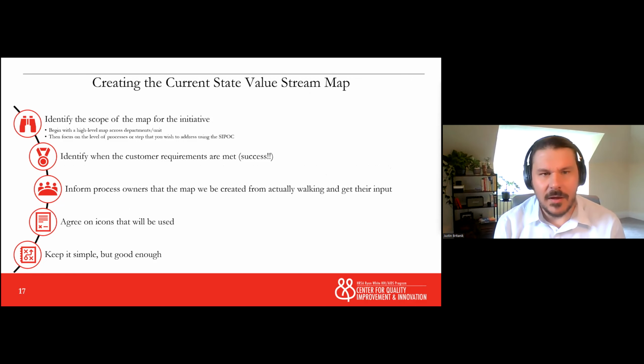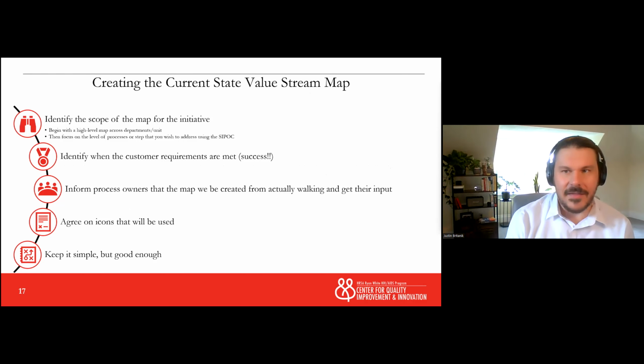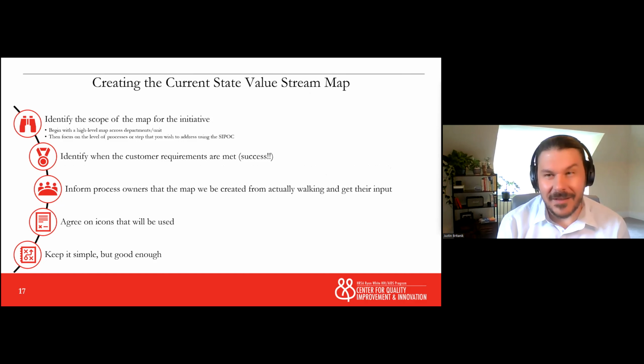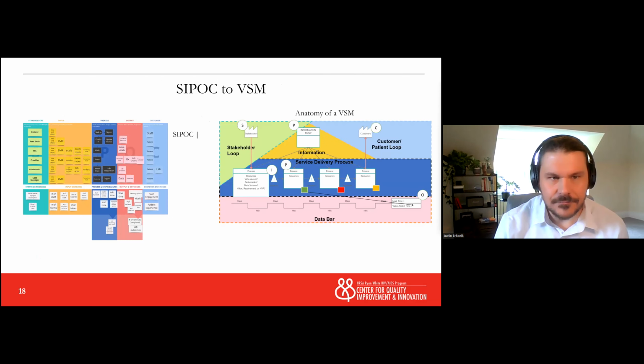And we're going to inform process owners that this is created from actually walking the Gemba, from hearing their input in the SIPOC. They may not understand all the symbols and things, but they can see enough to know, okay, stuff that I said is up there somewhere. You're going to agree on the icons, and we're going to keep it simple, but good enough.